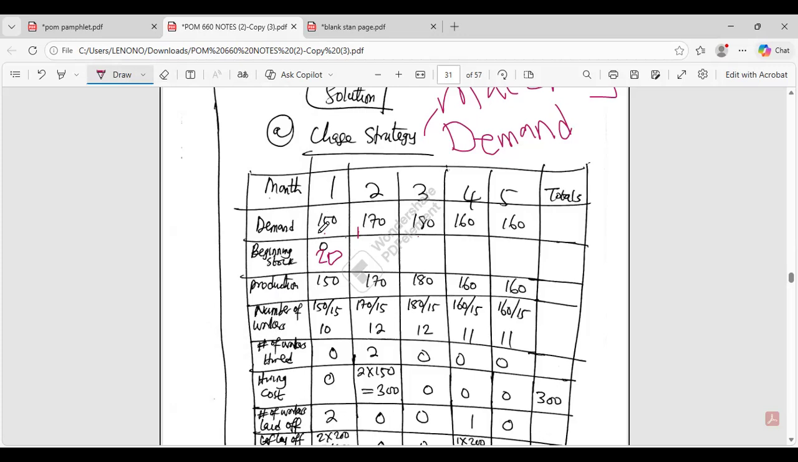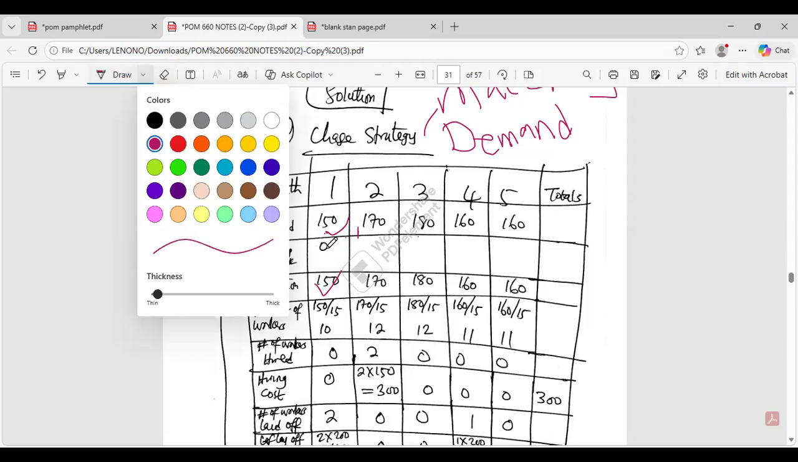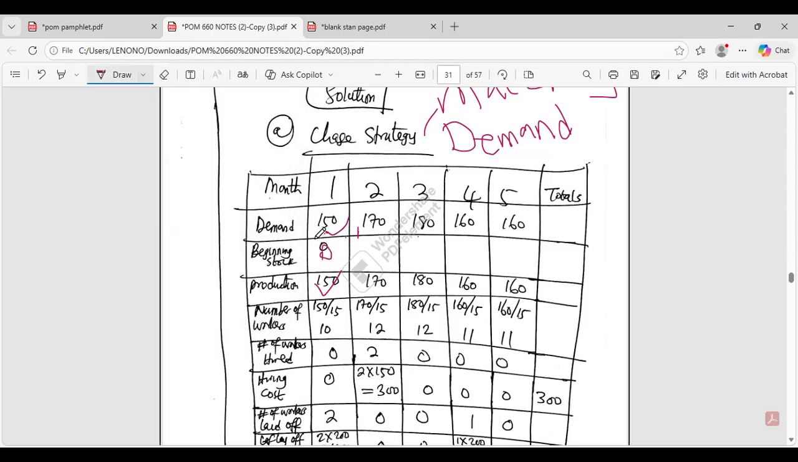Yes. So under chase strategy, you are producing to meet the demand. If you already have something there, you look at the difference. The difference is what you produce so that you meet the demand. So here you produce 150 because there was a zero here. So you produce the 150 here.